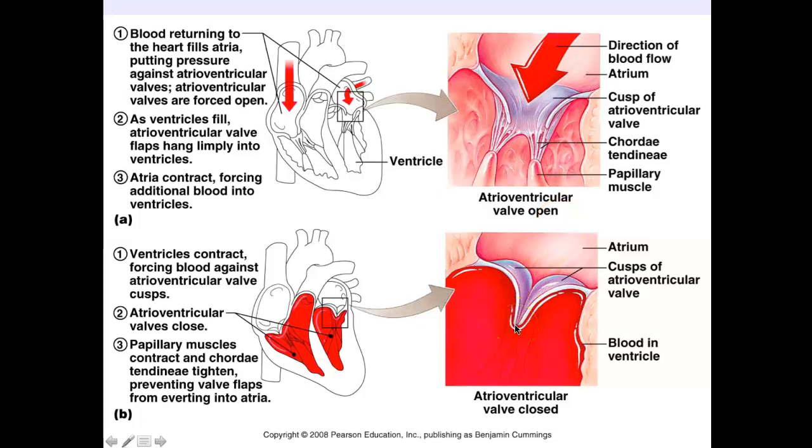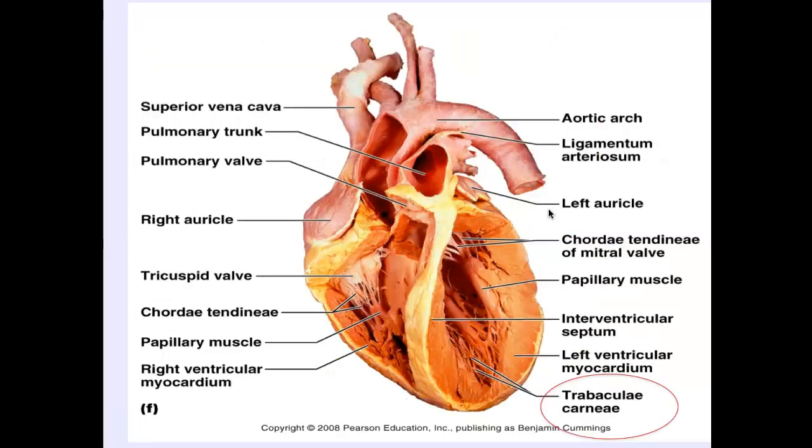So that's an element of how these valves work. They have to have their chordae tendineae attached to the papillary muscles. If that wasn't present, if you were missing this, then these little flaps of tissue would just go way up, right? They would just shoot up and allow the blood to backflow. So you don't want that. Okay, so the bicuspid and tricuspid valves work the same way.